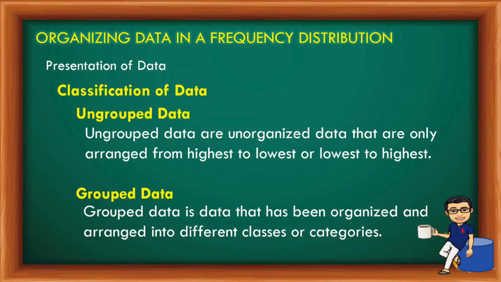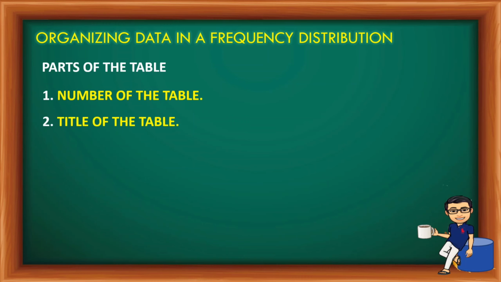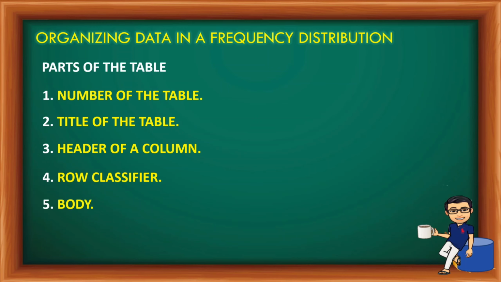At kapag pinag-uusapan natin ang frequency distribution, it is also important that we will be talking of the different parts of the table in a distribution. So, alamin natin kung ano-ano ang mga part ng table. And these are the different parts of the table: number of the table, title of the table, header of the column, row classifier, body, and note on the source. So, alamin natin isa-isa ito.